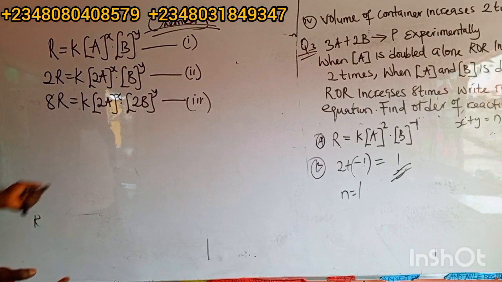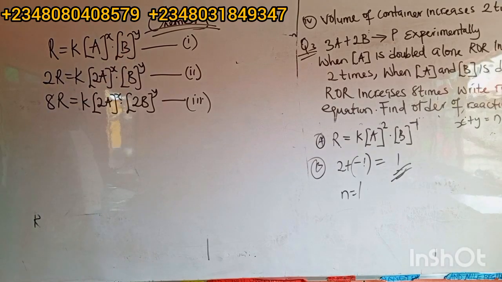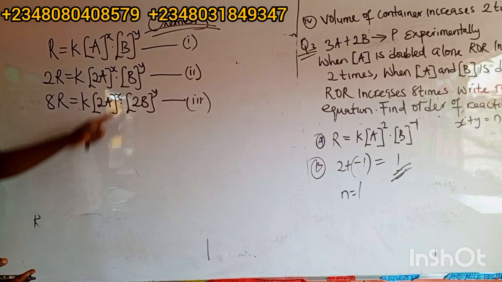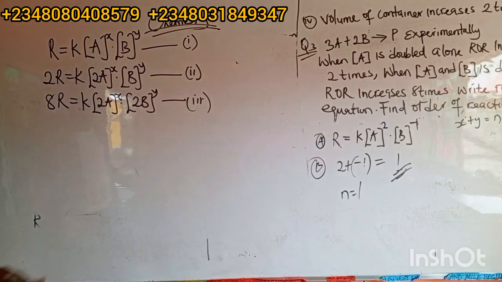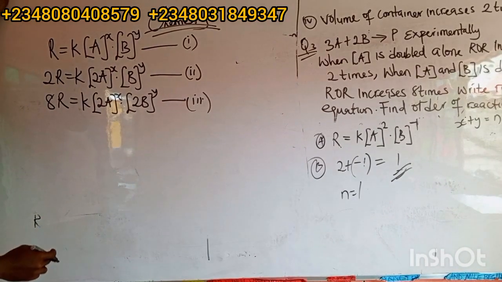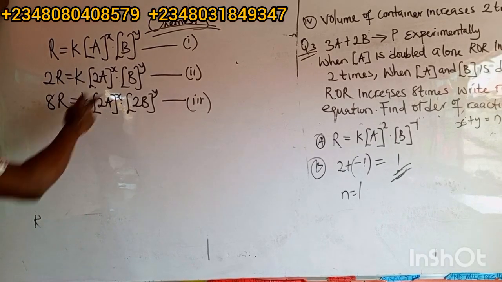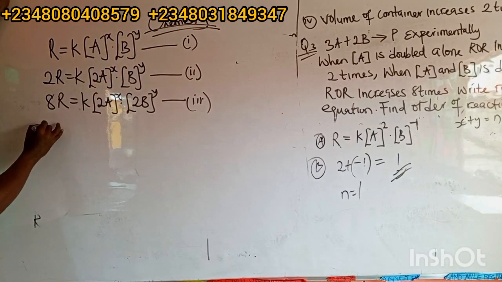What can I do for me to look for X? I can eliminate B. I can eliminate Y. What will I do? Divide equation 2 by equation 1 so that I can get my X. Divide equation 2 by equation 1. That means to calculate X, divide equation 2 by equation 1.